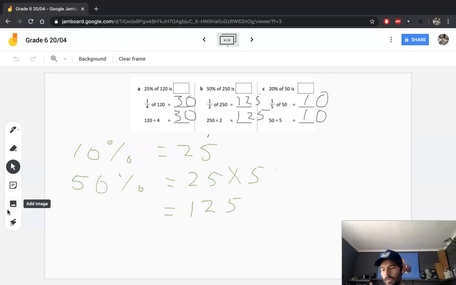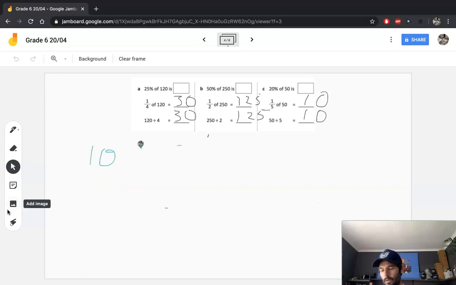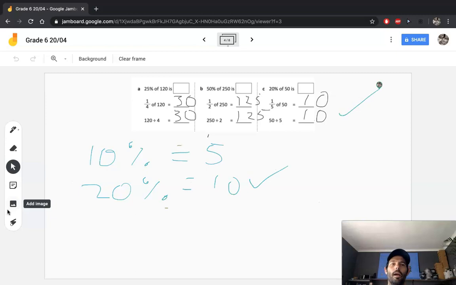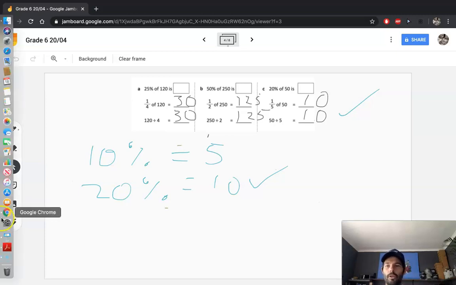And question C, let's chuck in another color there. 10% of 50 is equal to 5, so therefore 20% must be double 5, which equals 10. And there you have it. So guys, it's there for you to choose. Yeah, I prefer the option that's on the screen for you now, but it is very good for you to understand being able to convert between percentages and fractions.